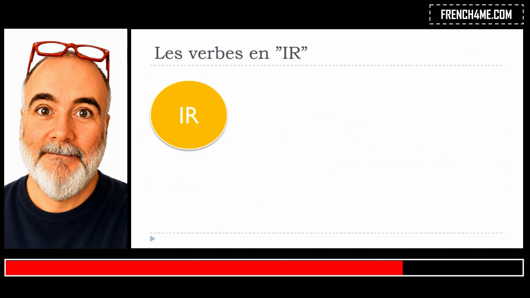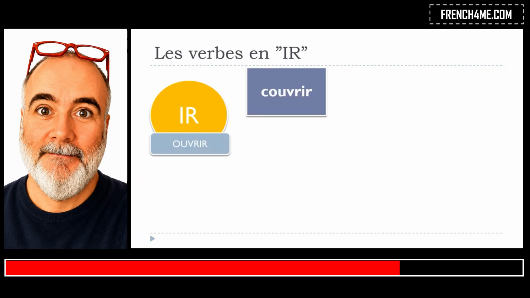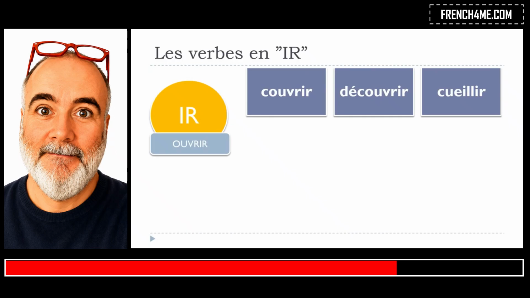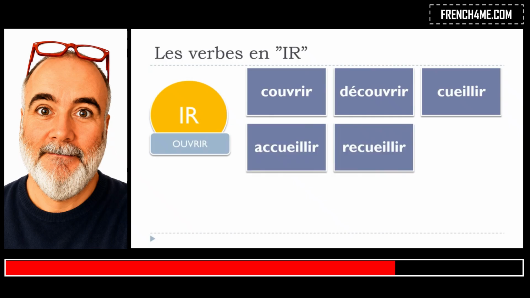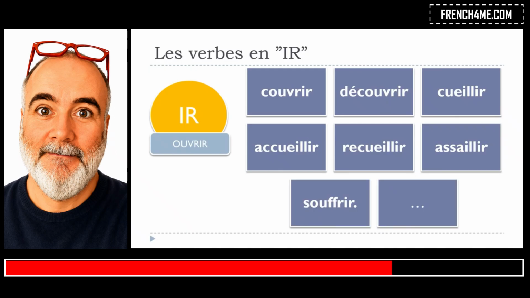Okay, so we'll see now few verbs that will actually be conjugated the same way ouvrir is, and it's couvrir, découvrir, cueillir, accueillir, recueillir, assaillir, souffrir, and a few others. Okay, but these are the main ones. Couvrir, découvrir, cueillir, accueillir, recueillir, assaillir, and then souffrir. I don't know why there is a little dot here, but then don't bother with this.